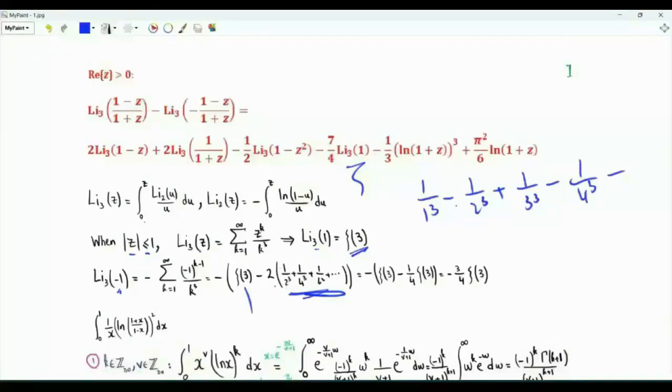From this bracket, we can take 1 over 2 cubed as a common factor. The outside factor is 2 over 8, which is 1 over 4. The bracket becomes zeta of 3. The trilogarithm of minus 1 is minus 3/4 zeta of 3.